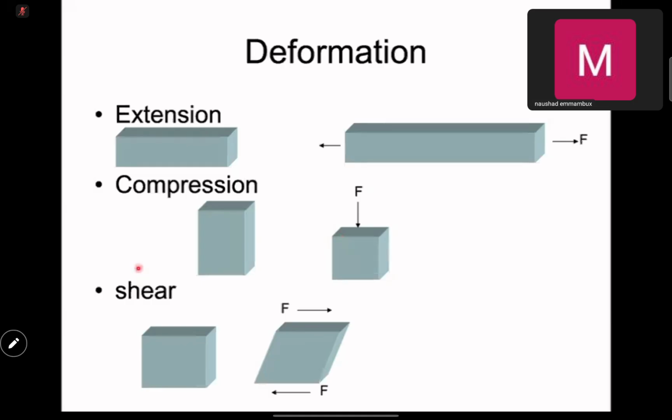Okay, and shear. In shear, your force is also in opposite directions here and here, but the deformation has an angle of deformation. So extension, compression, and shear has an angle of deformation. Extension, you're pulling things apart. Compression, you're compressing something. And shear, you have an angle of deformation. If you think about here, there is an angle of deformation.